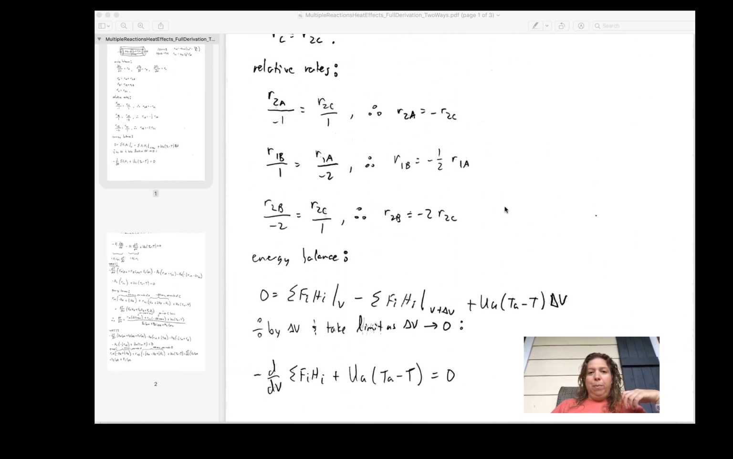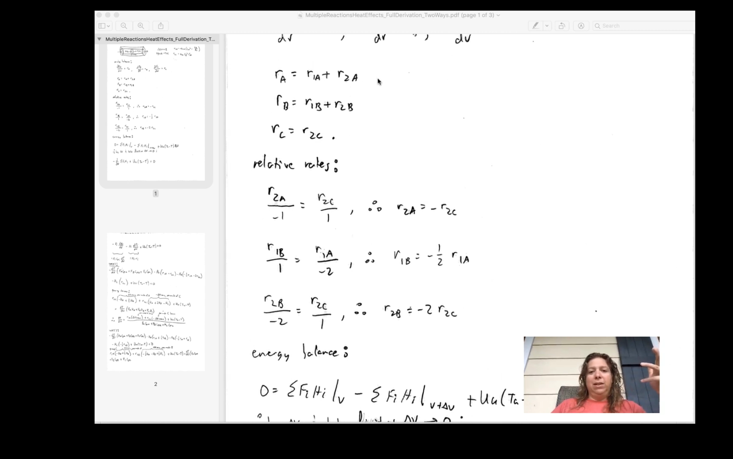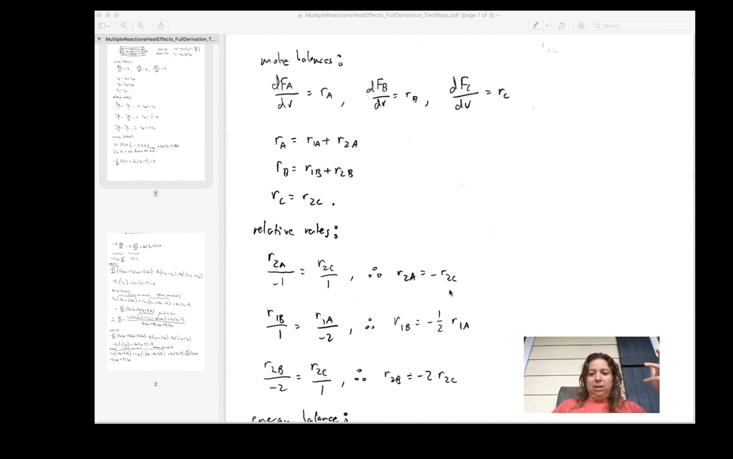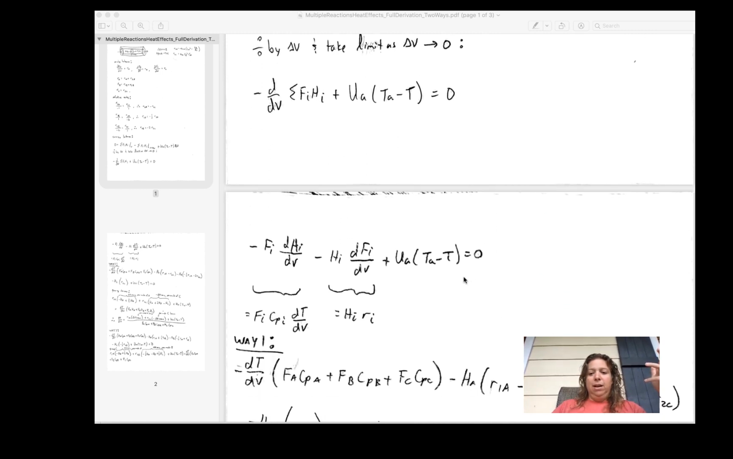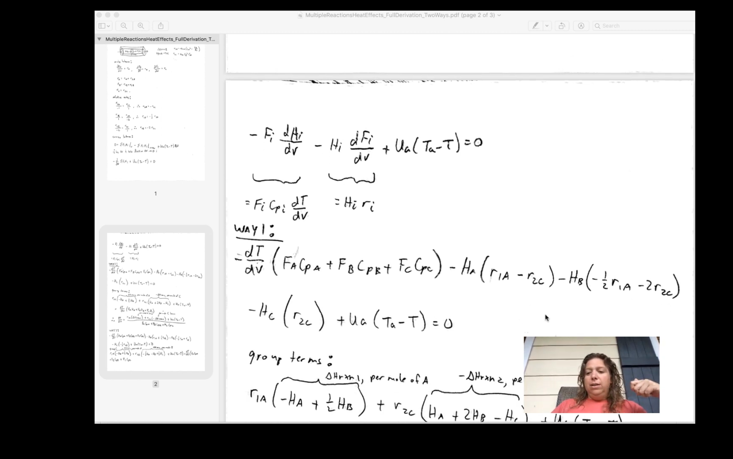The rate of A, I can go back up here and say the rate of A is equal to the rate of A from reaction 1 plus the rate of A from reaction 2. But of course I don't have an expression for R2A, I only have an expression for R2C, so I use this expression from the relative rates in order to get that term. So I have R1A minus R2C, which is equal to R1A plus R2A. And I do the same thing for B and C.